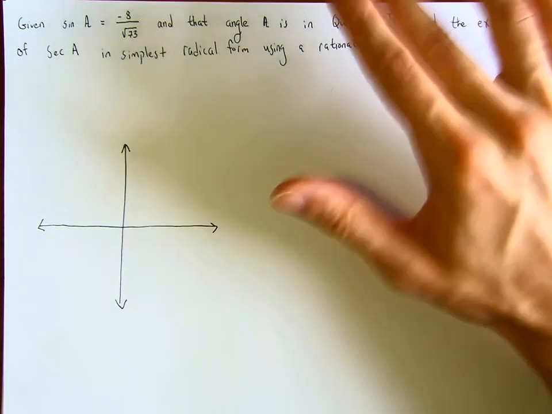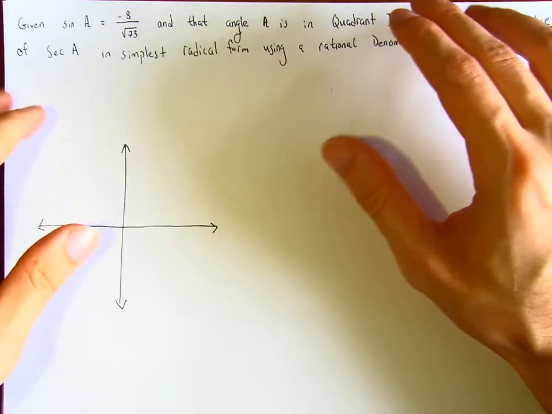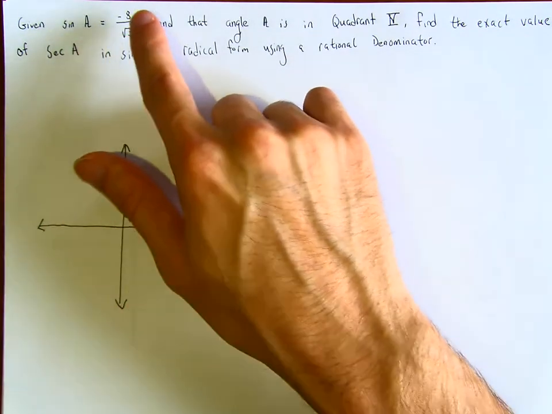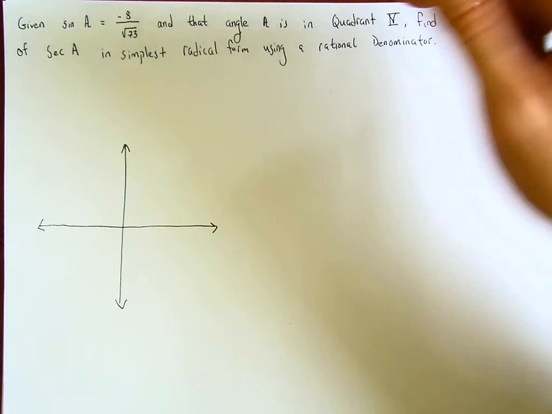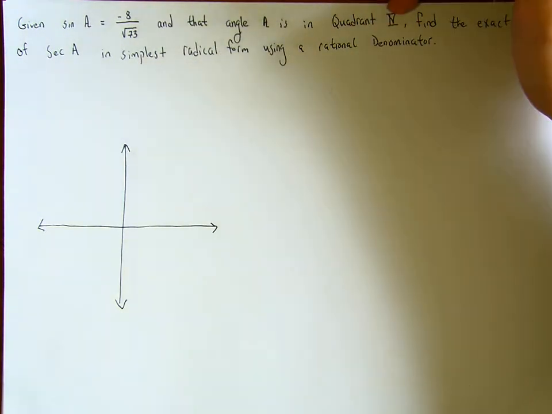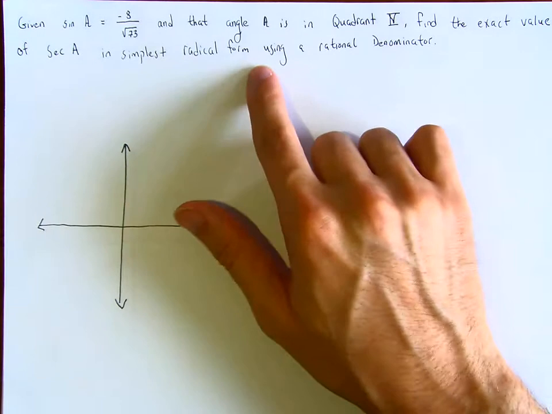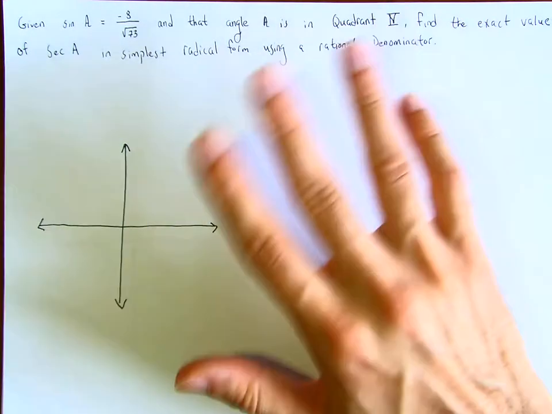So here, let's read this. What I want you to do is take a second, copy it down. Let's read the problem. It says, given sine of A is equal to -8 over square root of 73, and that angle A is in quadrant 4. Find the exact value of secant A in simplest radical form using a rational denominator. Okie dokie.